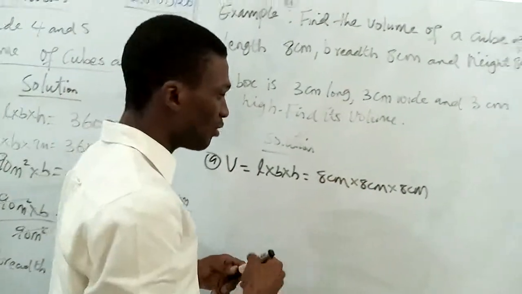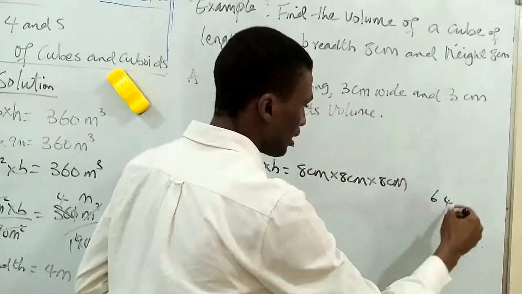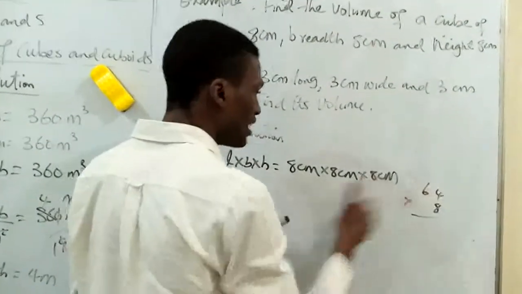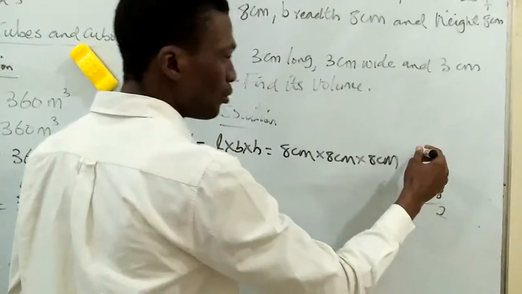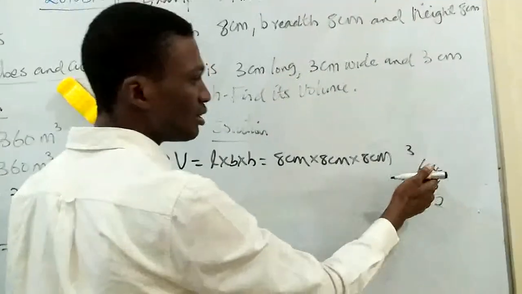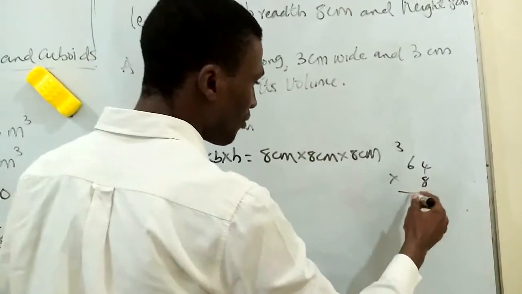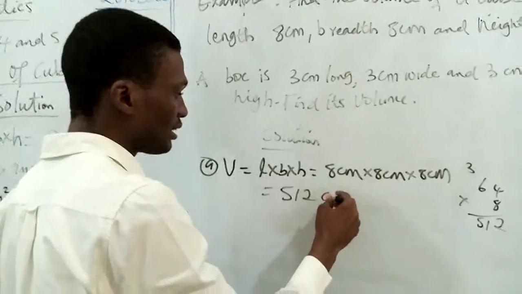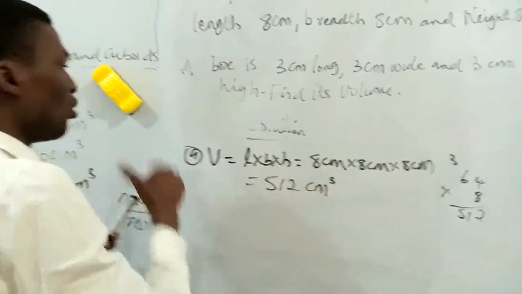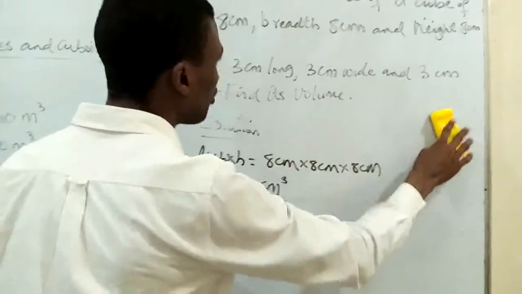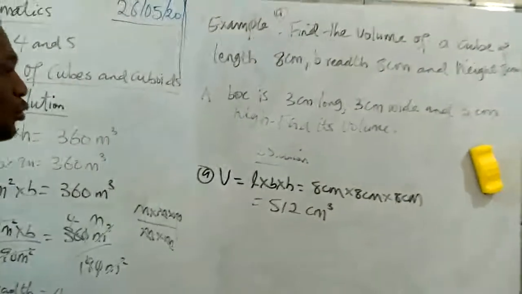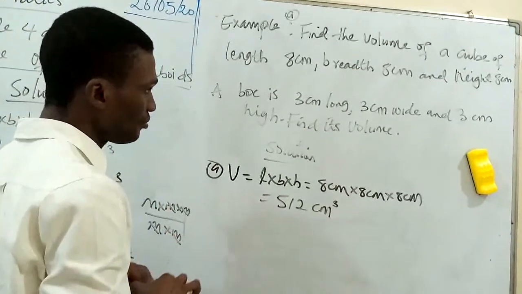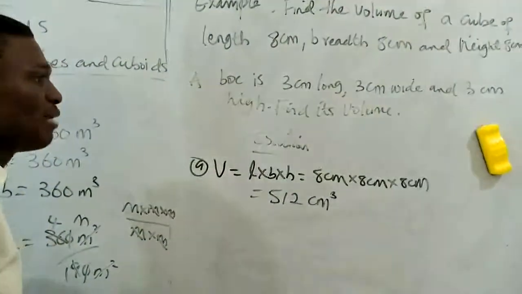8 times 8 will give us 64. Then 64 times 8, using long multiplication, 8 times 4 gives us 32. We write 2 and carry 3. 8 times 6 is 48, plus 3 we have 51. We have 512 centimeter cube as the volume of that cube. 512 cm cube.